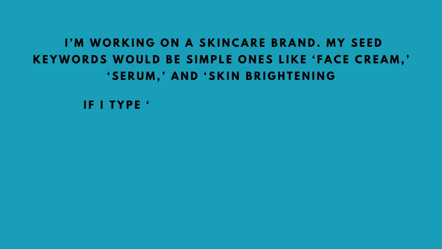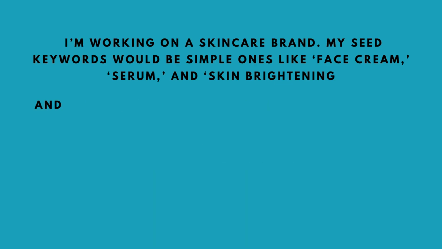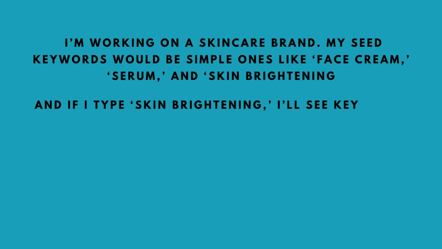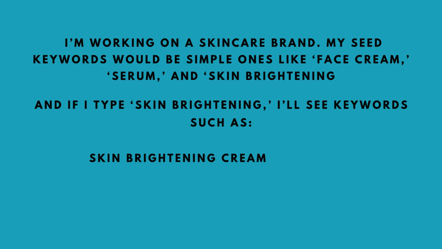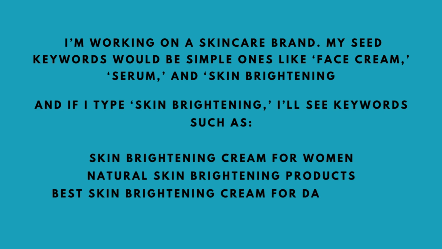If I type serum, I'll get ideas like vitamin C serum, hyaluronic acid serum, serum for glowing skin. And if I type skin brightening, I'll see keywords such as skin brightening cream for women, natural skin brightening products, best skin brightening cream for dark spots. You can see how broad seed words slowly turn into more specific long tail keywords that people are actually searching for.